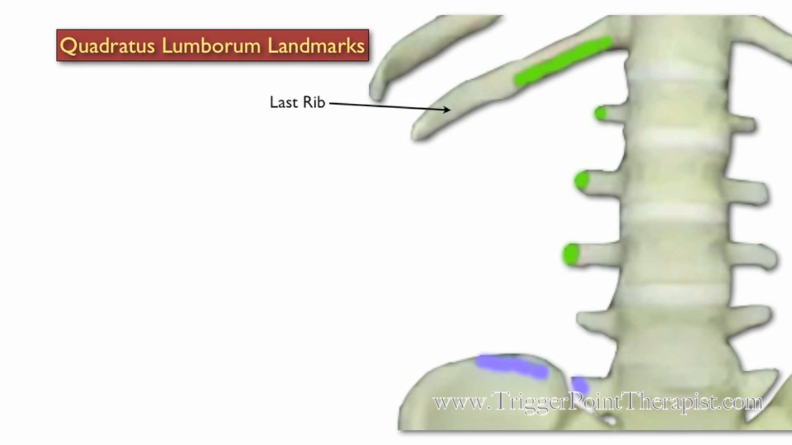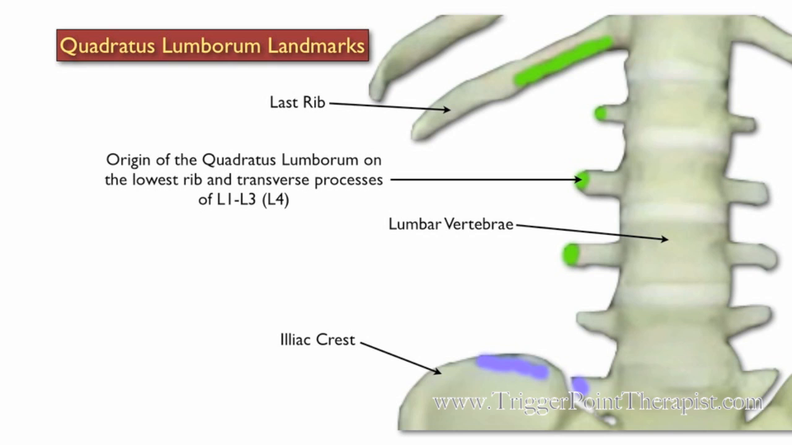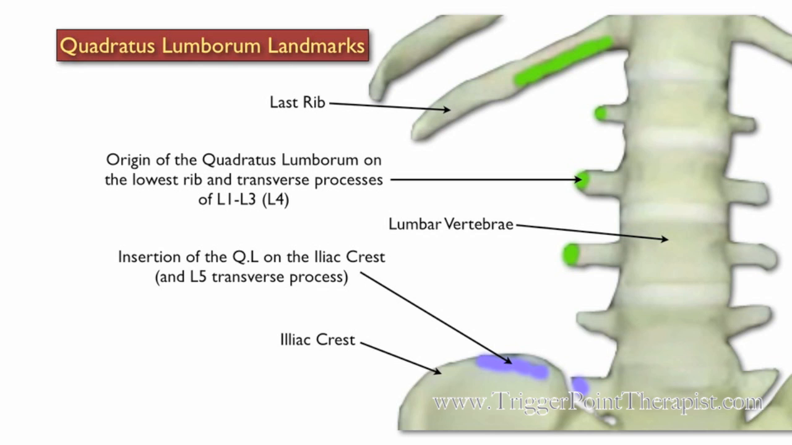Let's take a look at the landmarks for the QL. We have the last rib, the lumbar vertebrae, and the iliac crest. The QL originates on the lowest rib and the transverse processes of L1 through L3 and sometimes L4. And it inserts on the iliac crest and the transverse process of L5.